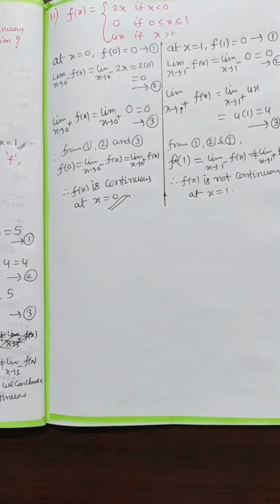At x is equal to 0, f of x is continuous. So question number 11, we conclude at x is equal to 1 is the only point of discontinuity. Yes, at x is equal to 1 it is discontinuous.